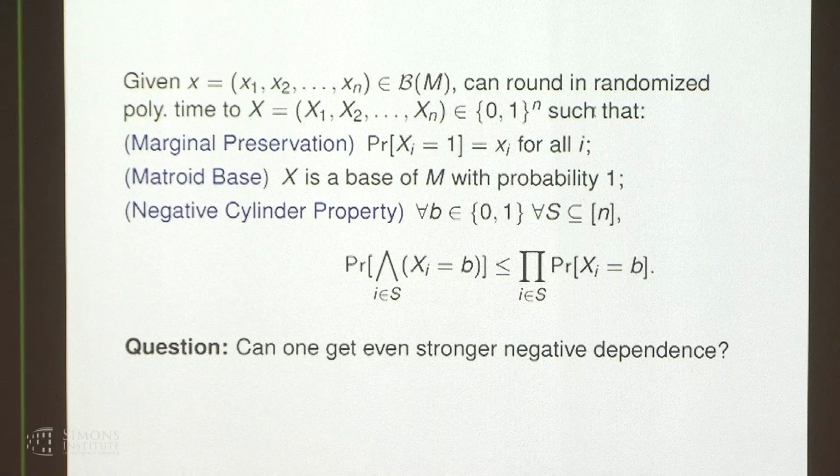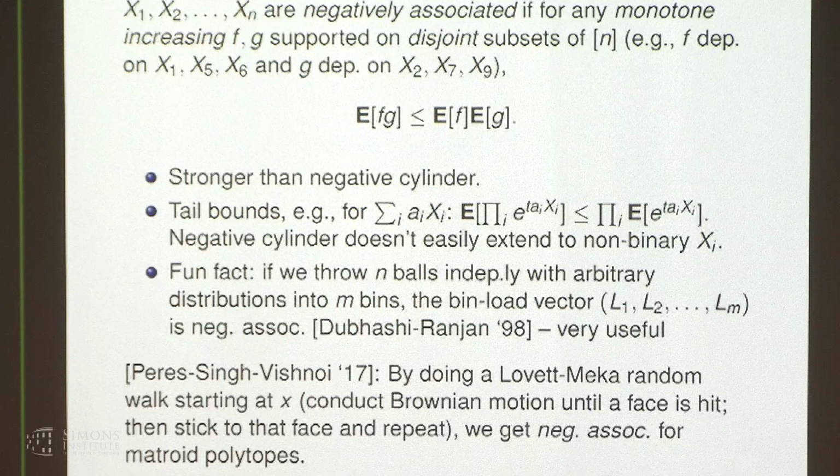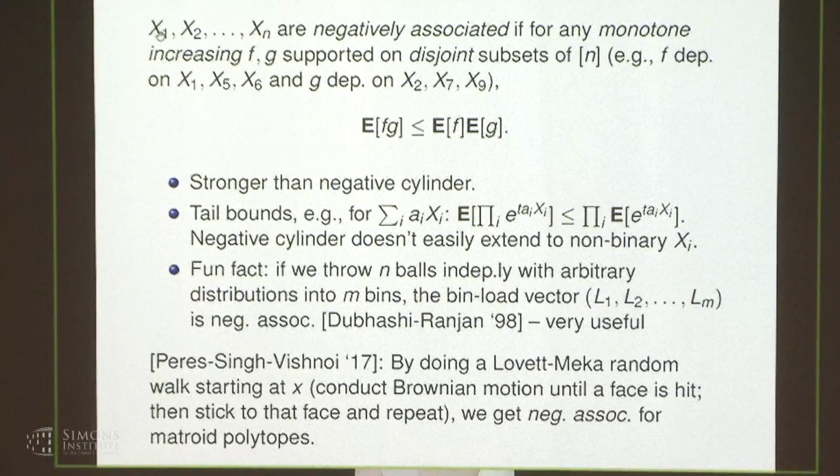Earlier this year, there was this work of Perez, Singh and Bishnoi that I'll summarize in one slide. There is an even stronger notion of negative correlation than negative cylinder, and that's called negative association, and that says the following. You have these x1 through xn, and suppose you have two functions f and g defined on subsets of these random variables, such that the two subsets are disjoint. For example, f depends on x1, x5, and x6, and let's say g depends on x2, x7, and x9. So they're supported on disjoint subsets of the given random variables.